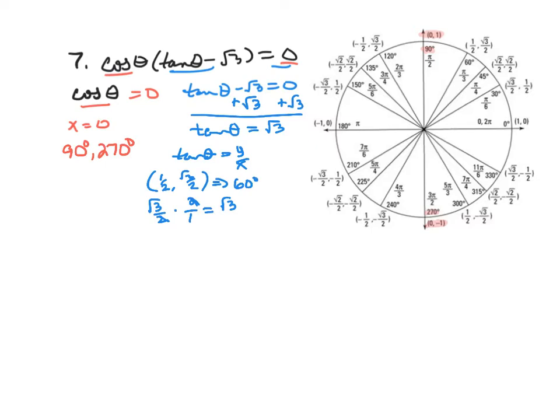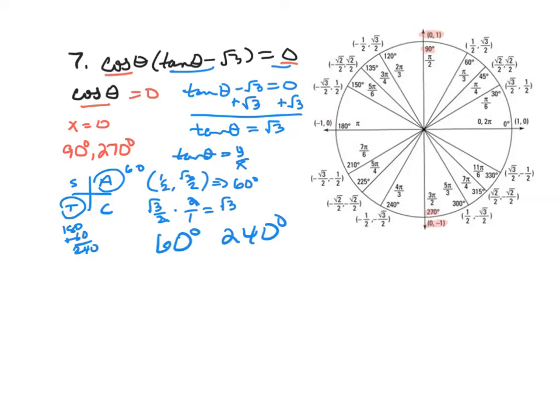So again, I can do my All Students Take Calculus. And I know that tangent is going to be positive here and here. So 60, and then what we can do is come over here, and we're doing 180 plus 60, and we get 240. So the two angles for this are going to be 60 degrees and 240 degrees. So your four answers are 90, 270, 60, and 240.